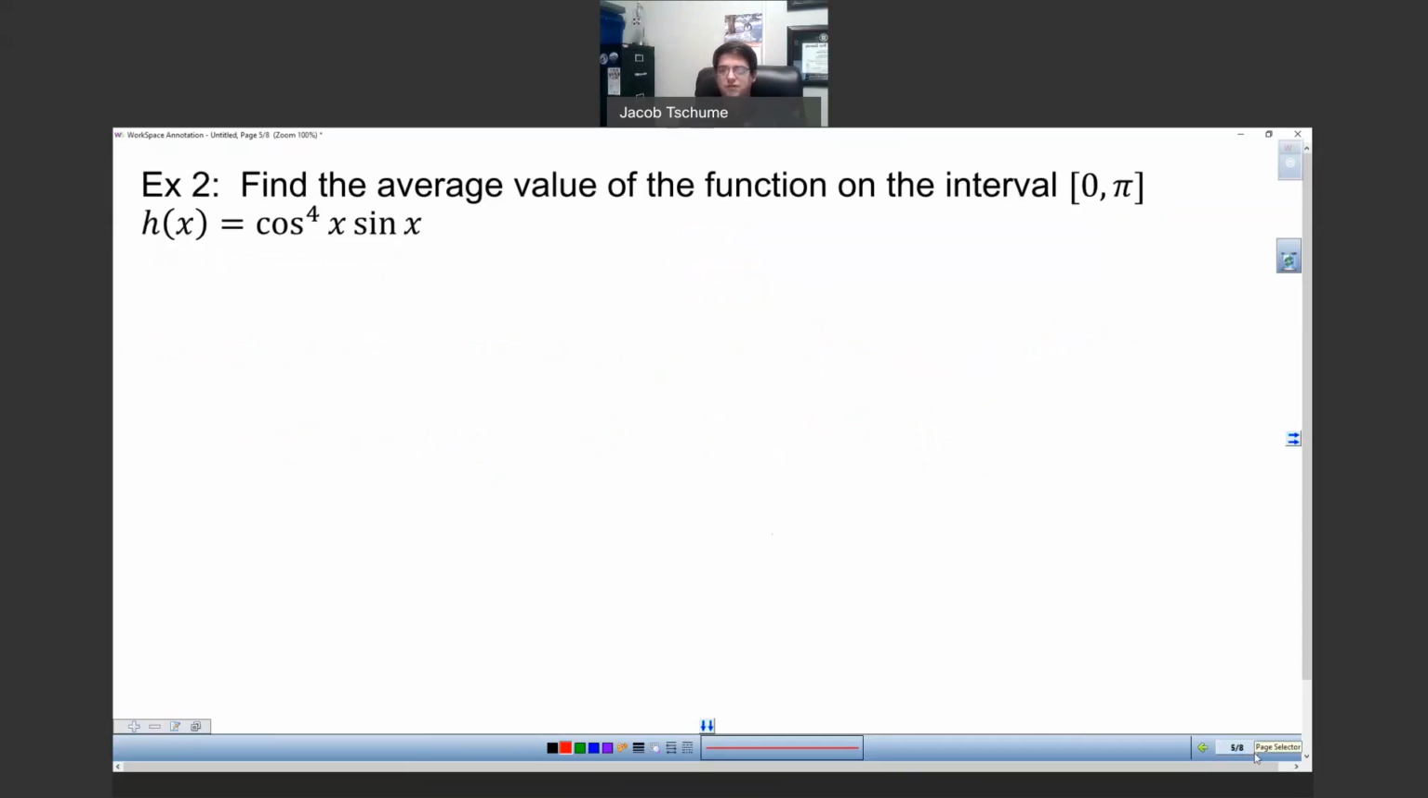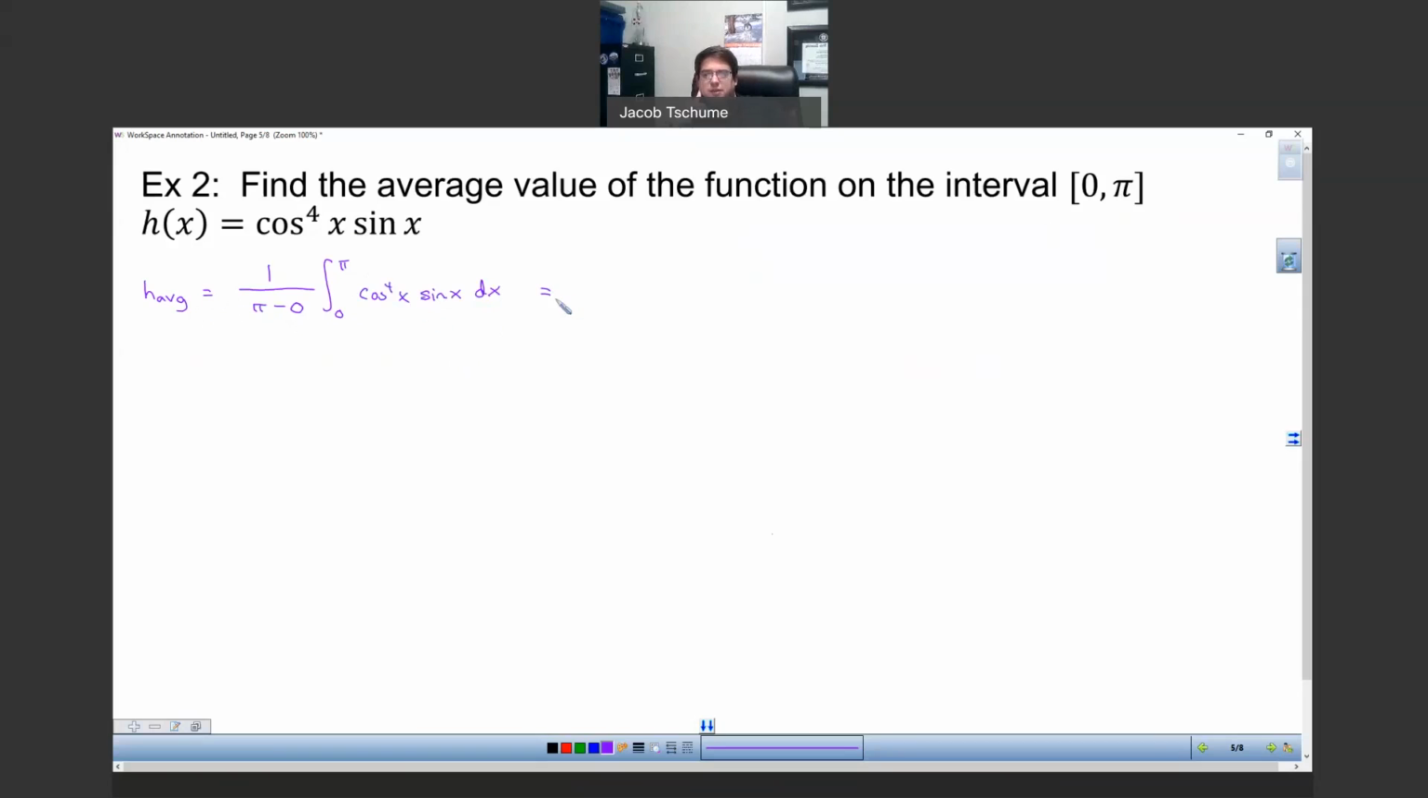We're going to find the average value of the function h of x equals cosine to the 4th of x times sine of x, this time on the interval 0 to pi. So this is the exact same idea. The only difference is that you may want to call this h average, because it's the average value function of h. So in front of your integral will be 1 over b minus a. So that's going to be 1 over pi minus 0. We're going to integrate from 0 to pi of cosine to the 4th of x times sine of x dx.